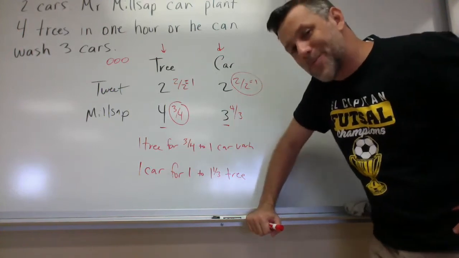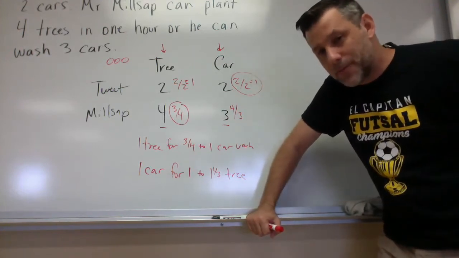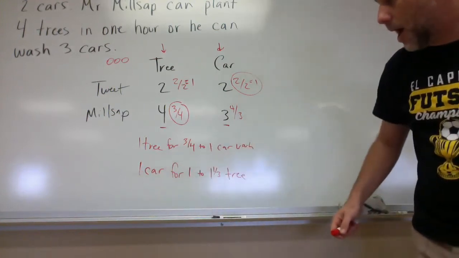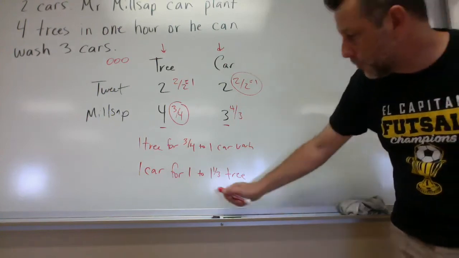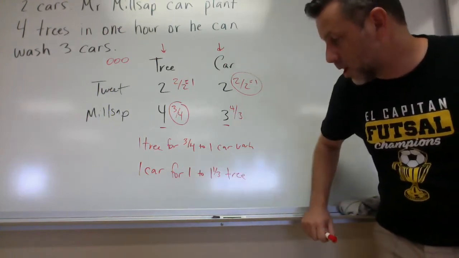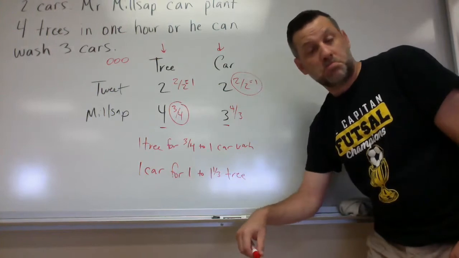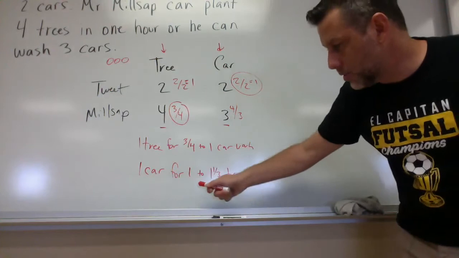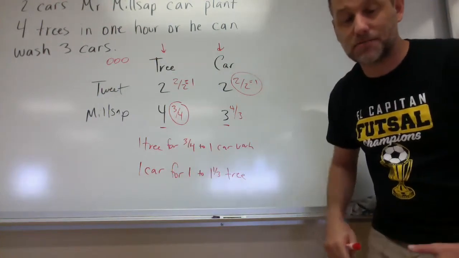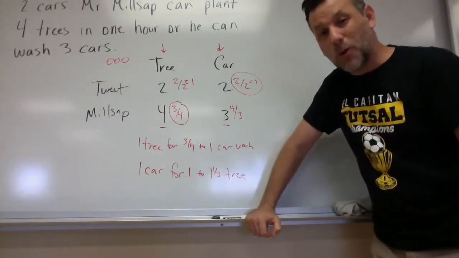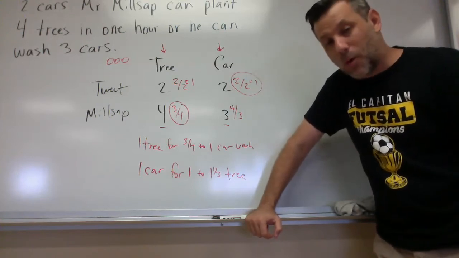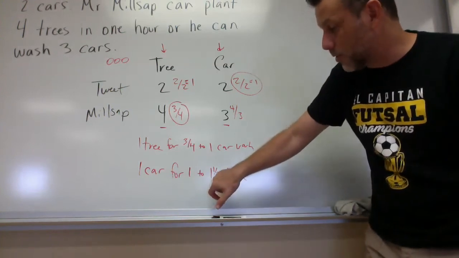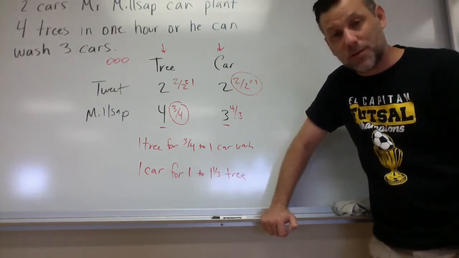Millsap's going to say, tell you what, Tweet, if you come wash a car for me, then I'll plant 1 1/4 trees for you. That works. Or he'll say, if you wash a car for me, I'll do 1.1 trees for you. That works. 1.15, that works. 1.21, that works. 1.25, that works, as long as it's smaller than 1 1/3, 1.33.